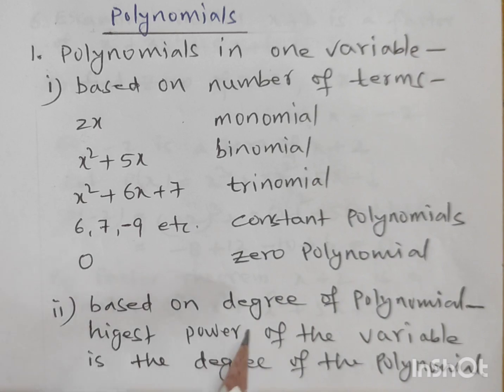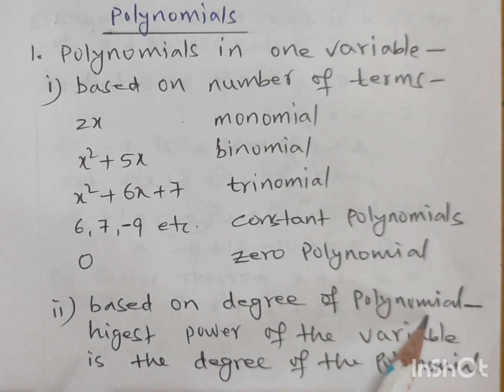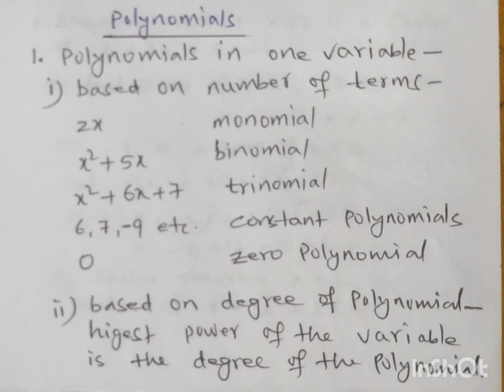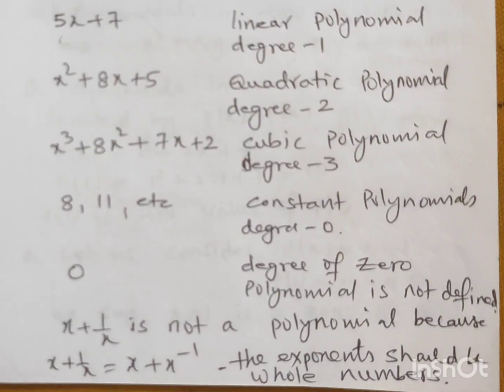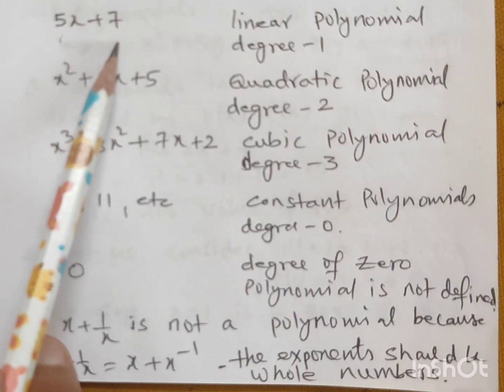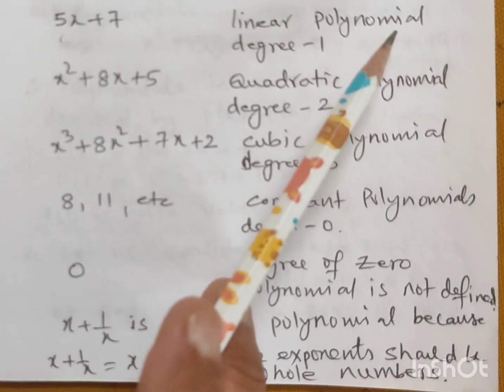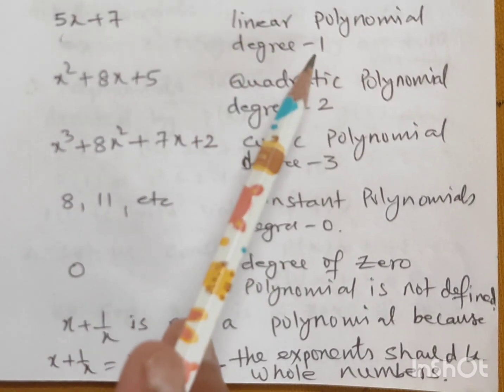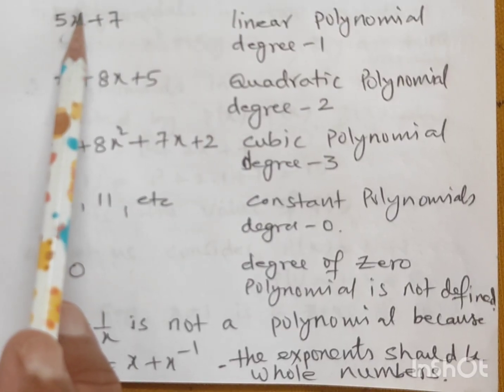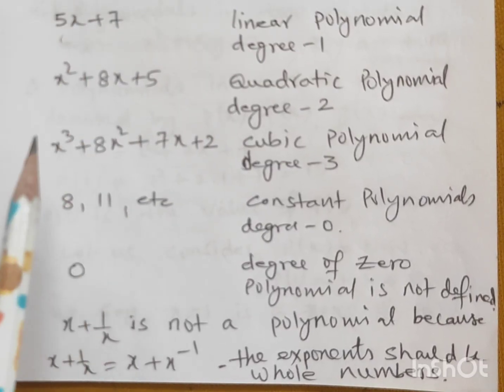Now, based on the degree of the polynomial: the highest power of the variable is the degree of the polynomial. 5x plus 7 is called a linear polynomial. Its degree is 1. When no power is written on x, it is taken as 1.